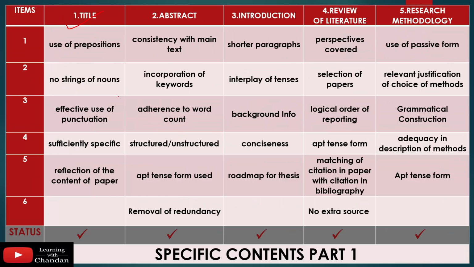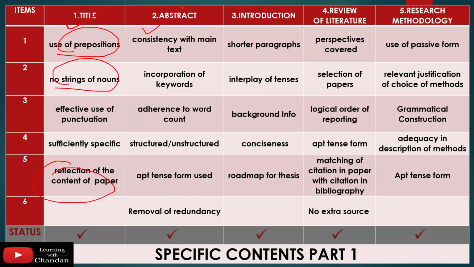The proofreading checklist for specific contents will review the subsections of your research manuscript, starting with the title, to make sure that your title reflects the whole content of your paper, it represents your content, and it is not just consisting of nouns, but it is adequately separated by use of prepositions to make it clear.